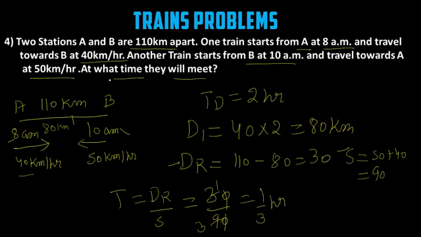And we have to find the exact time, so we multiply 1 by 3 into 60 to convert it into minutes. 3 ones are 3, 3 twenties are 60, that is 20 minutes later. It means both the trains meet each other at 10:20 am. So remember this point always, friend: first we have to make the time equal for both the trains.